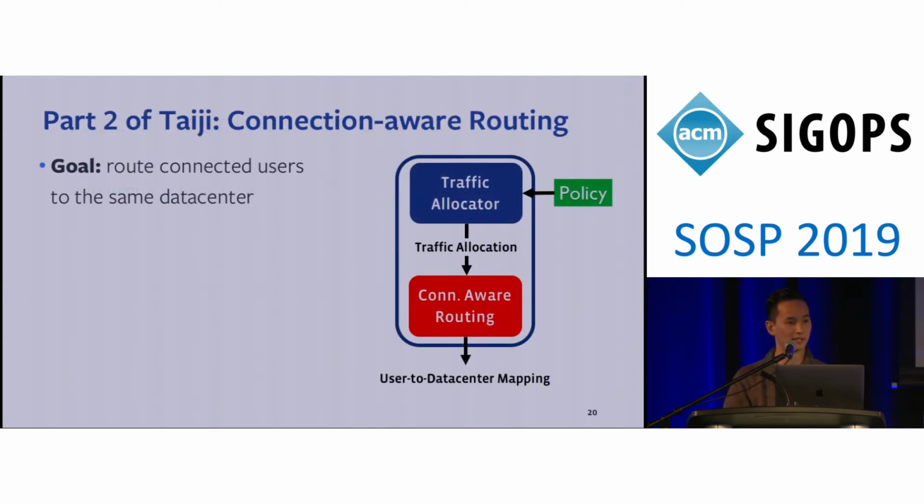Next, I'll be going over the second component of Taiji, the connection-aware routing. And so the goal of connection-aware routing is to route connected users to the same data center while respecting the traffic allocation.